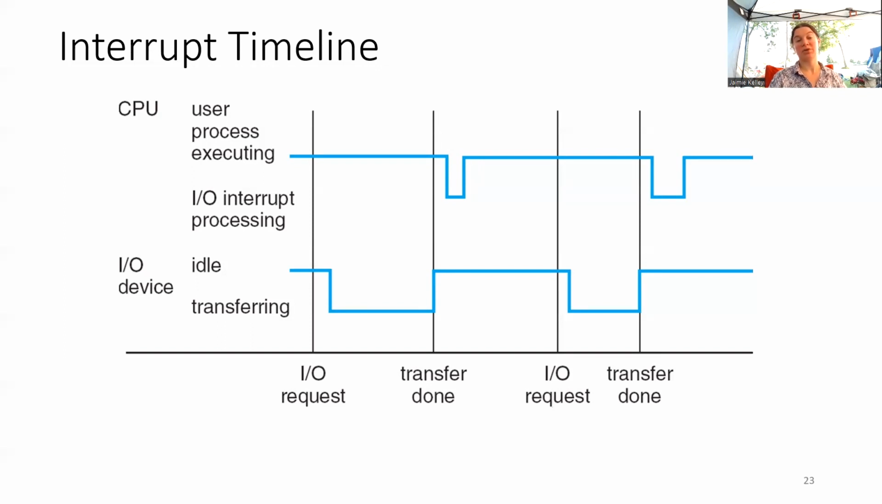The top line shows oscillation between the user process executing and the I/O interrupt processing. So the I/O device is able to do a transfer from the I/O device to the buffer controlled by the device controller. But when that transfer is done, an interrupt is triggered, which will result in the user process being kicked off the CPU and the I/O interrupt being processed. So we see this happening twice on this chart.